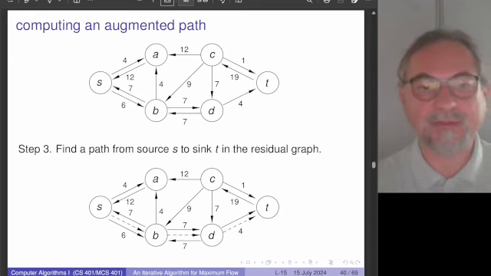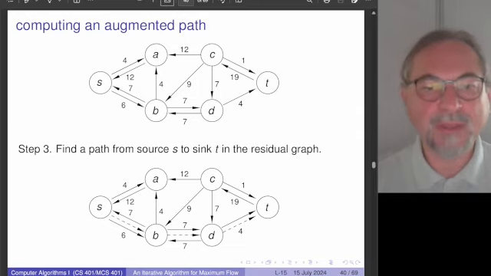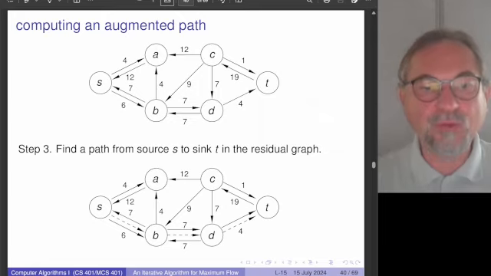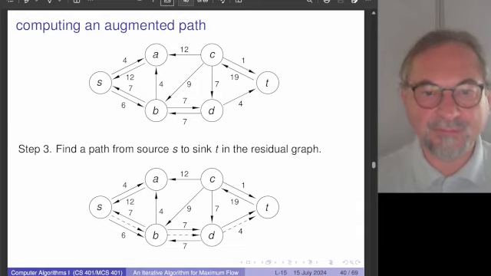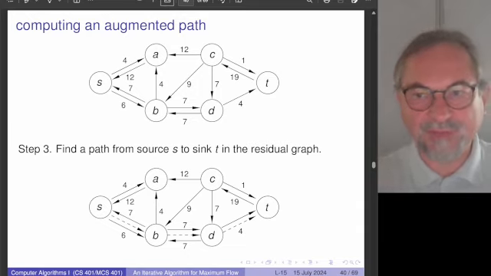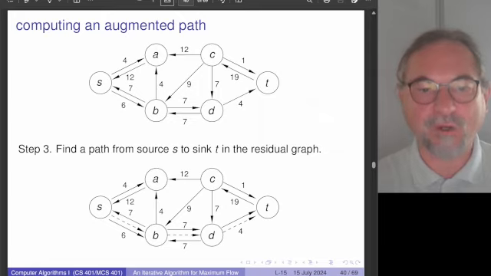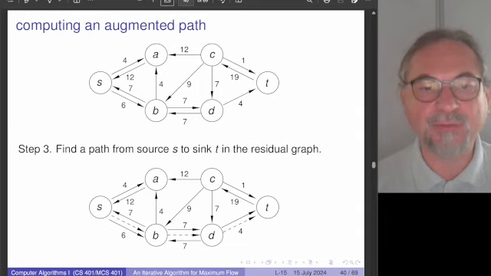Here is the augmenting path that we compute. So indeed, you can see that we will be utilizing the edge from D to the sink, adding an additional flow of 4. So 4 is the bottleneck, the minimum value between 6, 7, and 4.